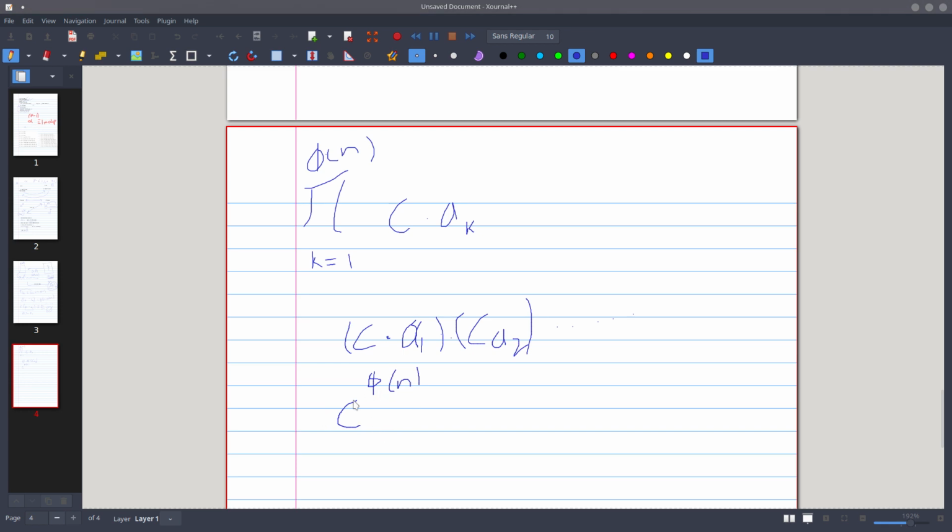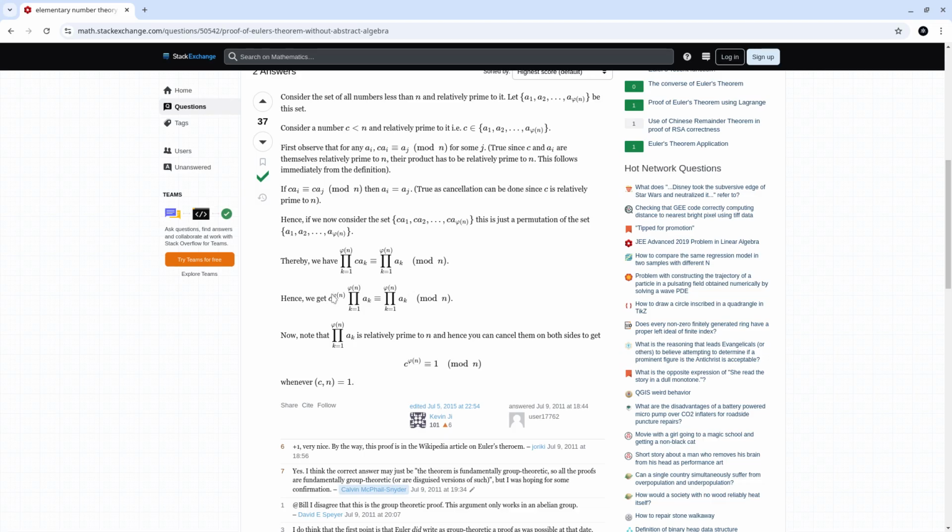So you factor this out, and now you can just multiply it by the original product, k equals 1 to phi of n, a sub k, okay? So these two expressions then are equivalent to each other, all right? All I did was factor this out. And so you can see quite literally that's what they did here. They factored out the C's, and it occurred phi of n times. And then, okay, it's just the same thing here.